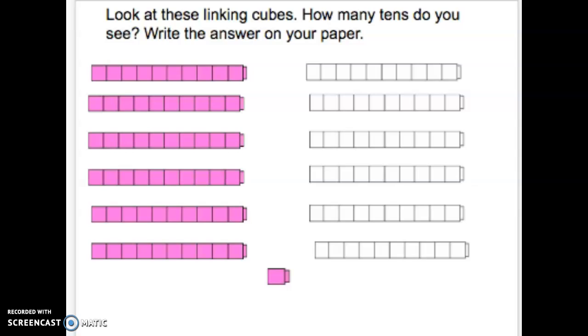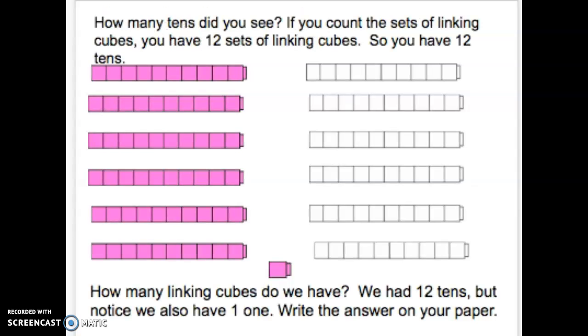Look at these Lincoln cubes. How many tens do you see? Write the answer on your paper. If you count the sets of Lincoln cubes, you have 12 sets of Lincoln cubes, so you have 12 tens. 1, 2, 3, 4, 5, 6, 7, 8, 9, 10, 11, 12. So we have 12 tens.